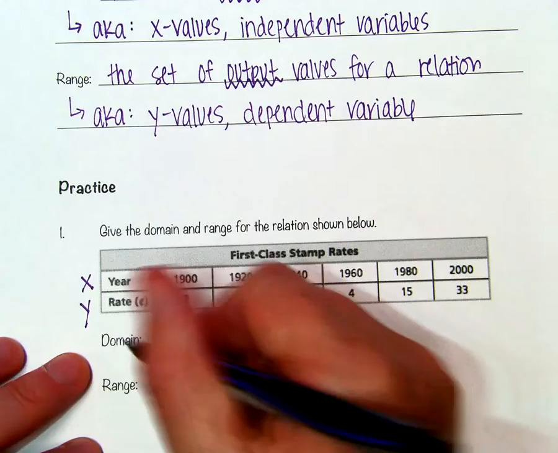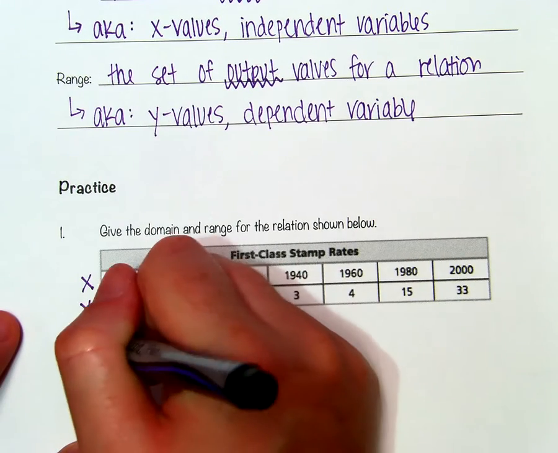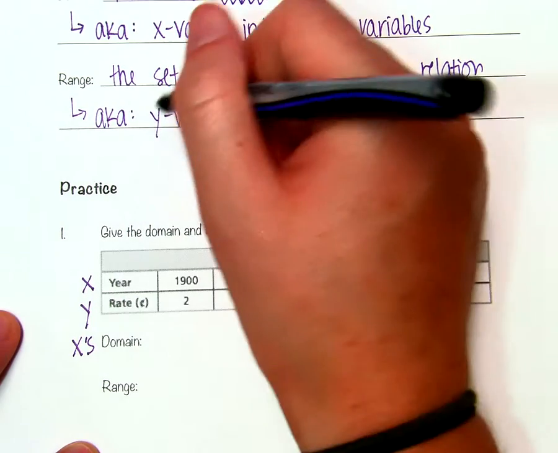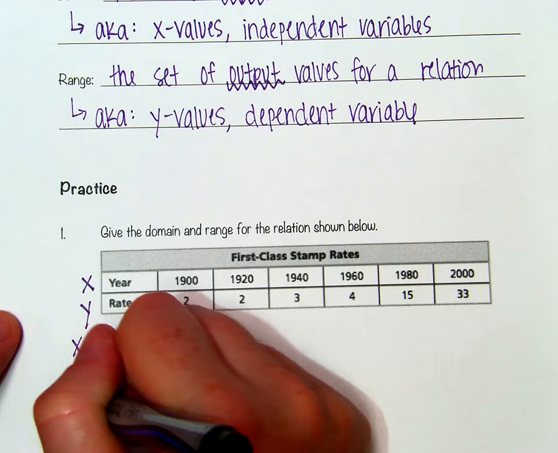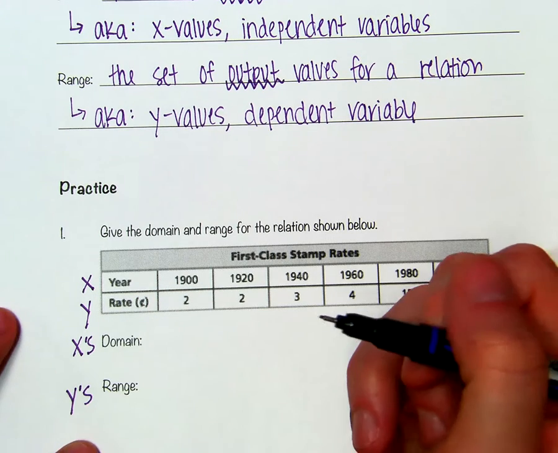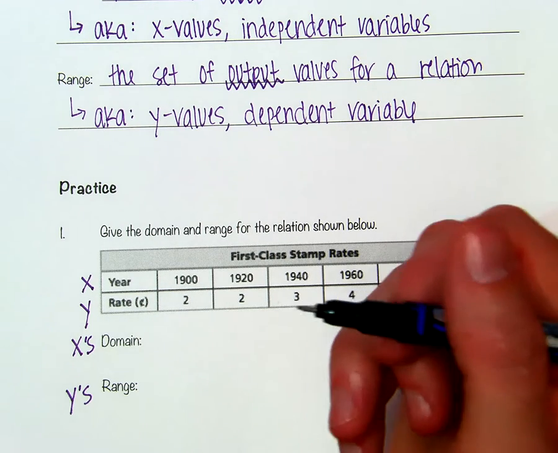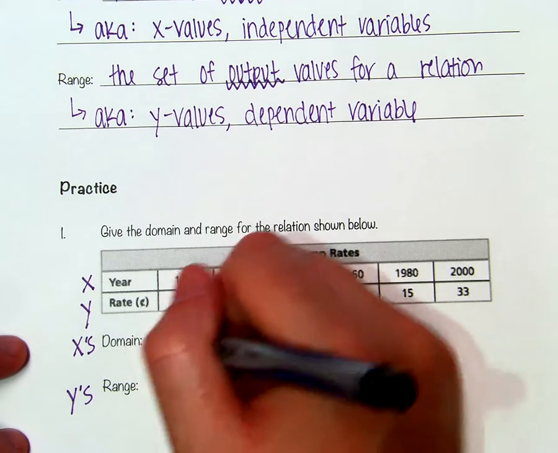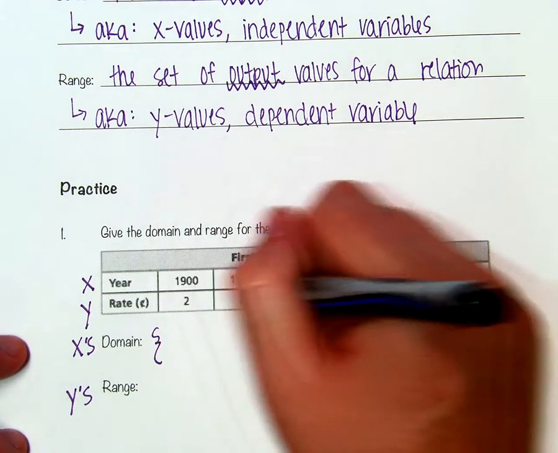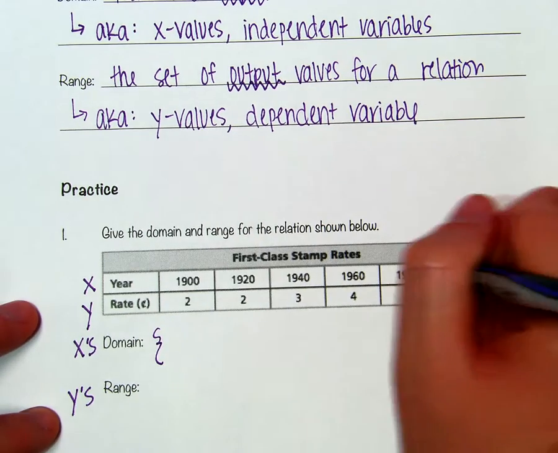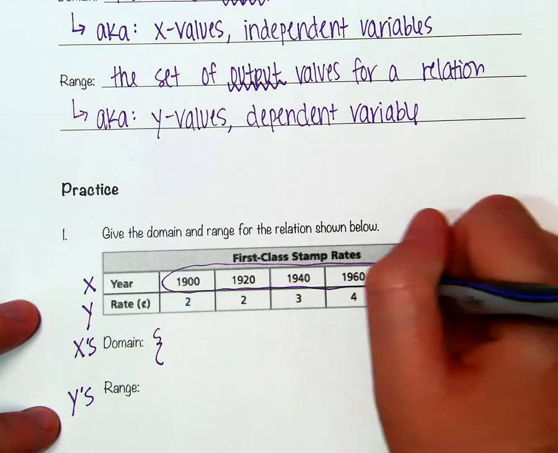So for domain, I want you to write x's, and for range, we just got done writing that that's the y values, so we're going to write y's next to range. You'll see me pretty much do that every time I see the word domain and every time I see the word range. For domain, I'm listing out all of the x's that I see up here. So all of these numbers, I have to list them out as part of the domain.